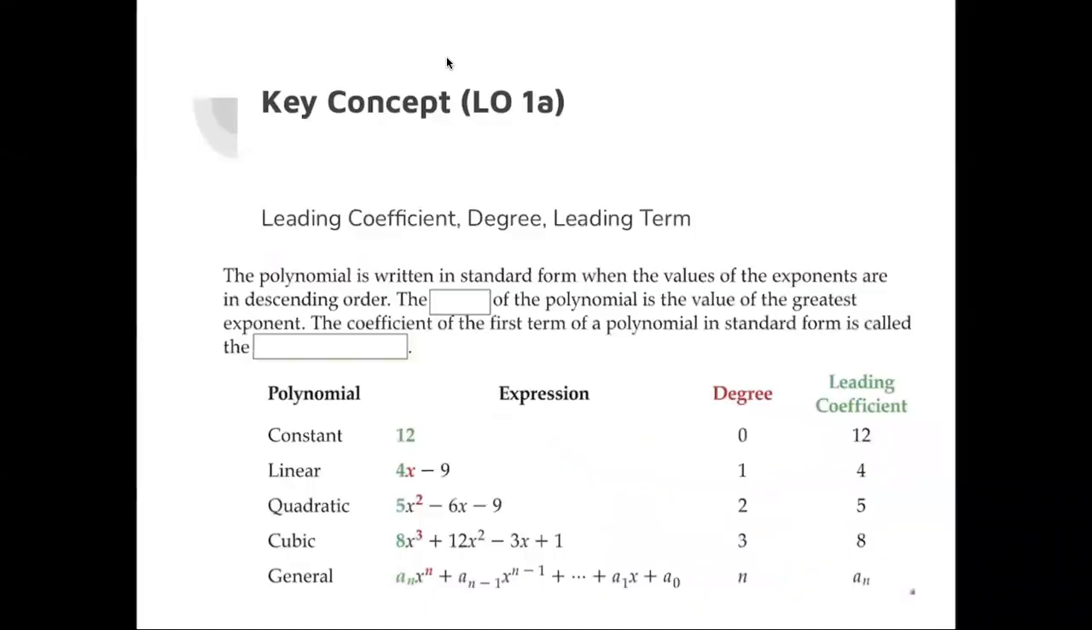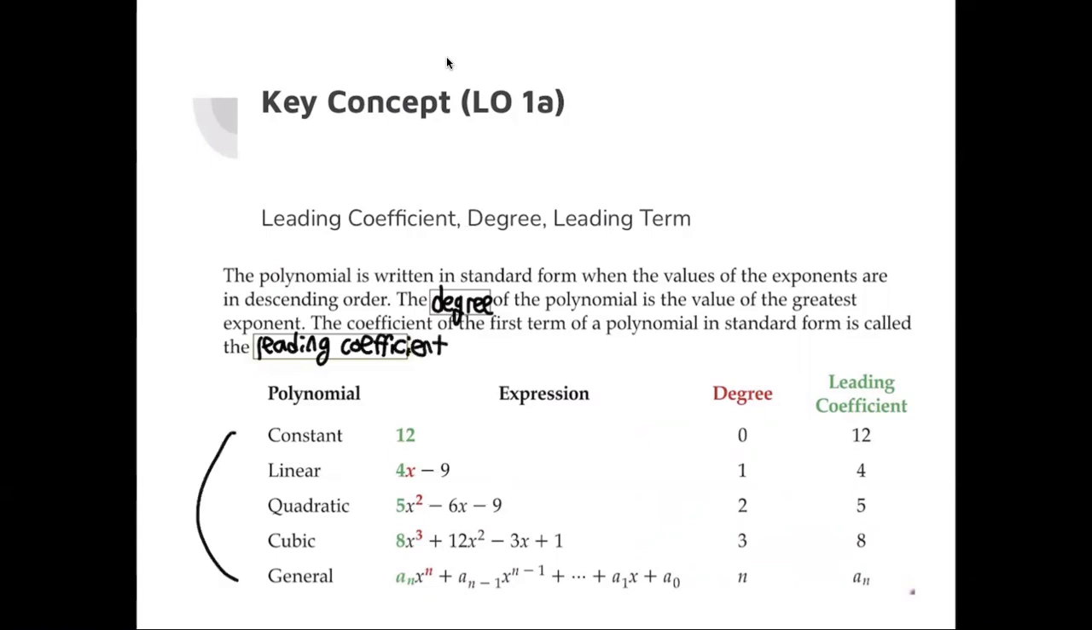Let's look at some more vocabulary words that we must know, which are leading coefficient, degree, and leading term. I'll read the definition real quick. A polynomial is written in standard form when the values of the exponents are in descending order. The degree of the polynomial is the value of the greatest exponent. The coefficient of the first term of a polynomial in standard form is called the leading coefficient. I'll explain this by looking at a chart below, okay?